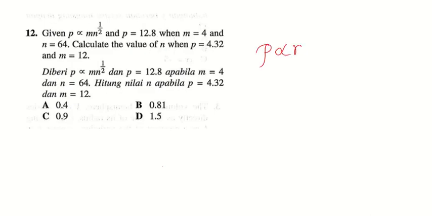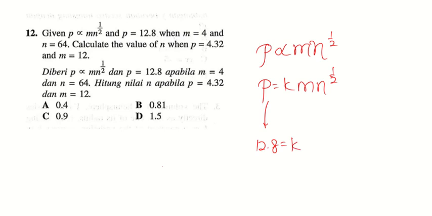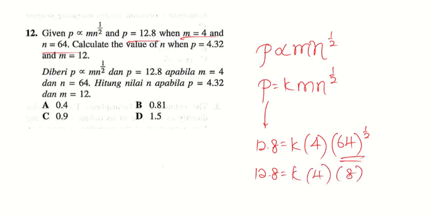P varies. And then the first step is always, alright, P equals 12.8, and then M equals 4, N equals 64. 12.8 equals K times 4, this one will give me 8. So K equals, press calculator, 12.8 divided by 32, so it's 0.4. Okay.